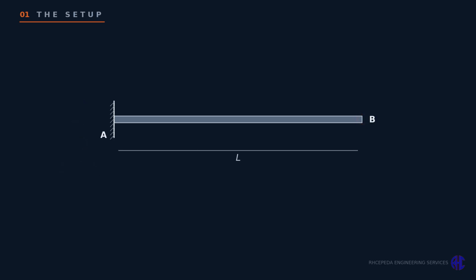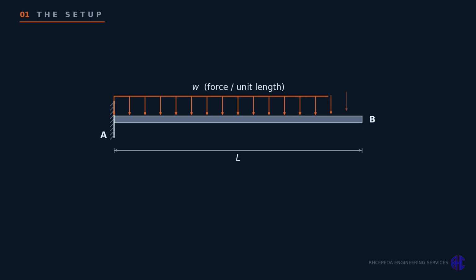The beam spans a length L, and a uniformly distributed load of intensity W acts downward along the entire span, giving a total load of W times L. Every bit of that load must find its way back to the wall.